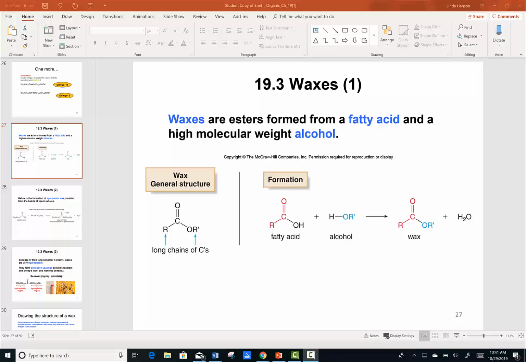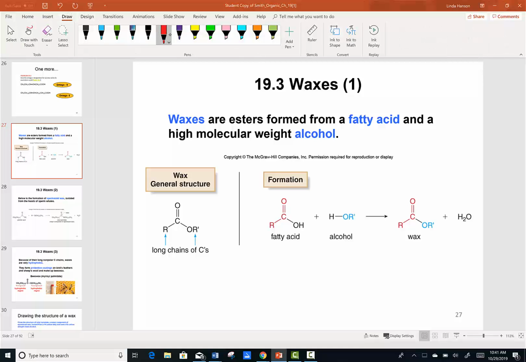In our instructional video in Chapter 19, we're going to be talking about our third topic, waxes, in the chapter on lipids. We begin with our definition of a wax in terms of its chemical composition. Waxes are esters that form from a fatty acid and a high molecular weight alcohol.